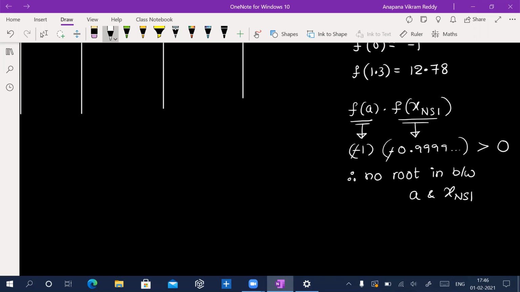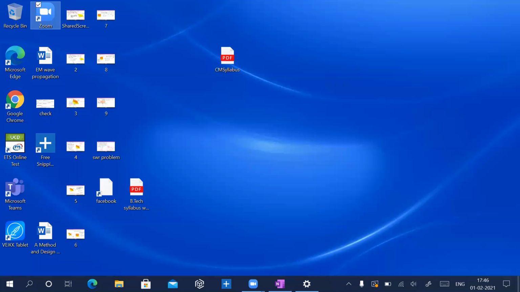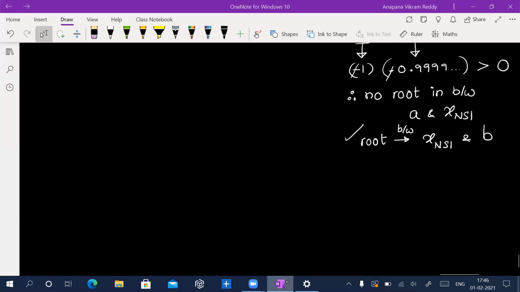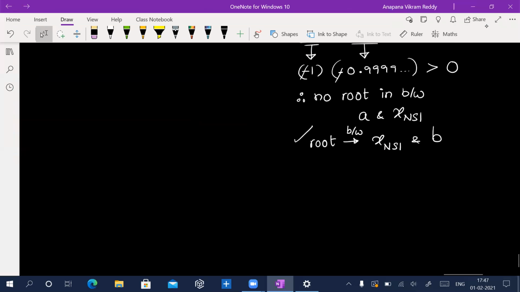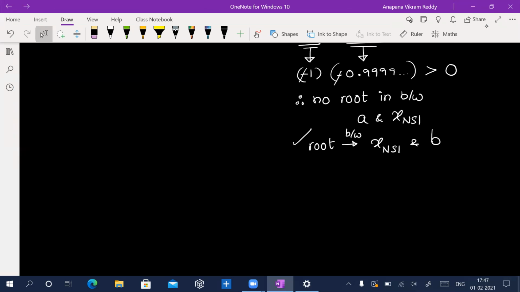Then where must the root be? 1.3 and 0.09. So the root must be between xns1 and b. Yes or not? The root must be between these, because as it is greater than 0, there is no root on the other side. So there is a root here.